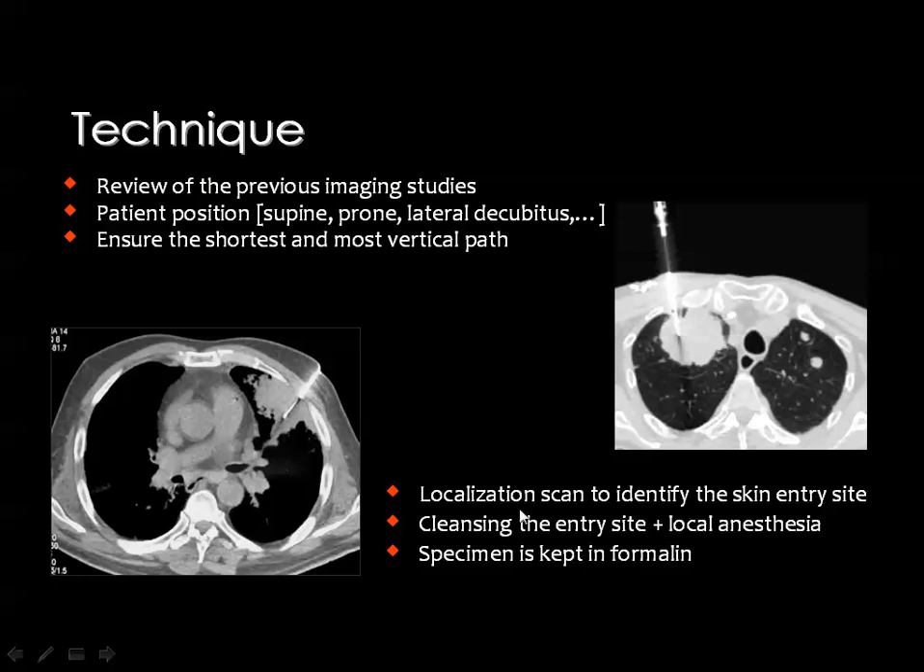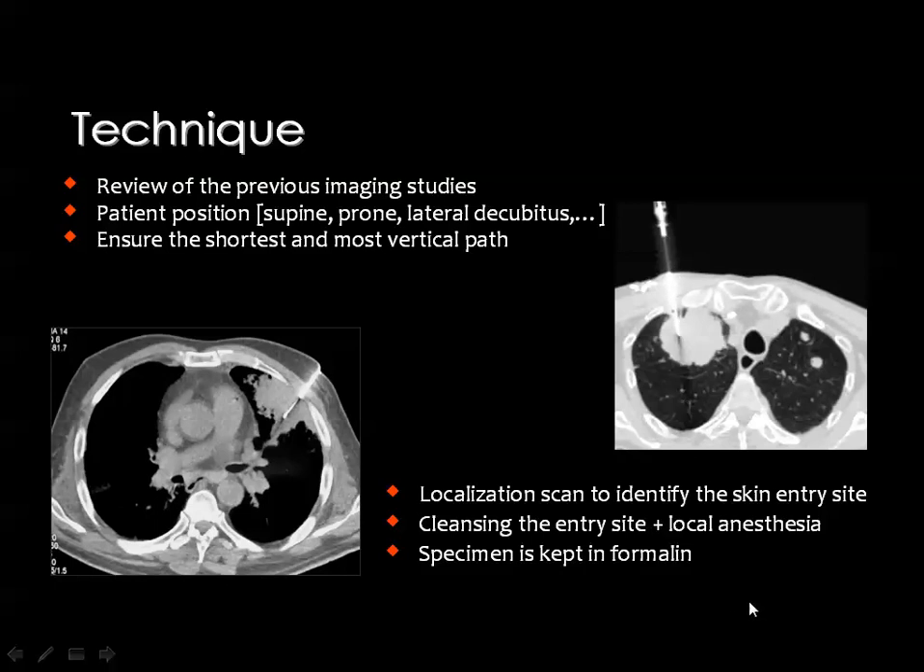Then a localization scan is obtained to identify the site of skin entry, and you mark the site of the skin entry by a marker on the skin of the patient. Then you perform adequate sterilization of the site of entry and give some local anesthesia. Then you measure the distance from the skin to the central part of the lesion, and you mark this distance on the needle, and you push your needle inside the lesion.